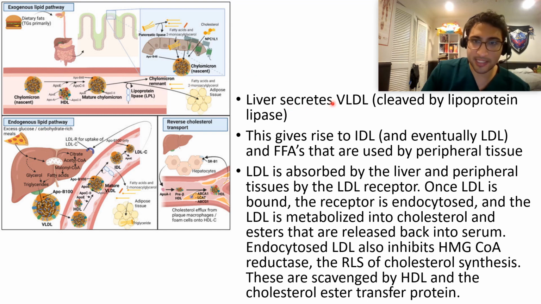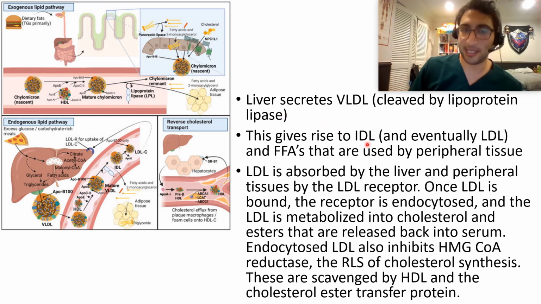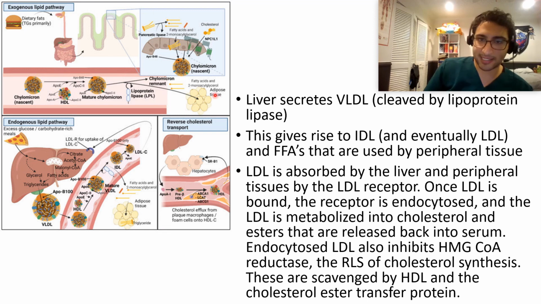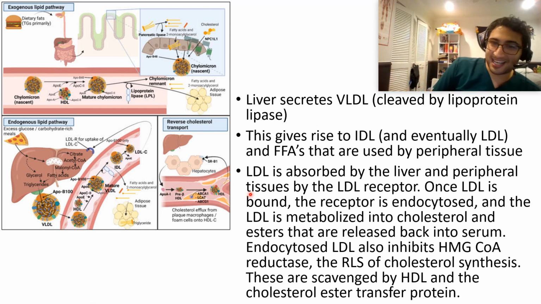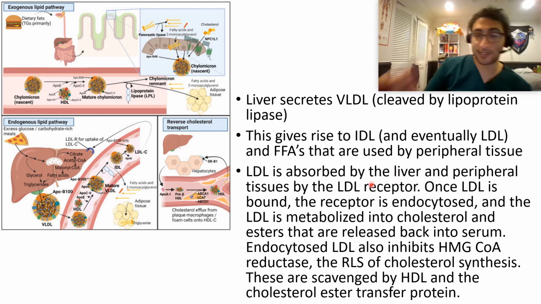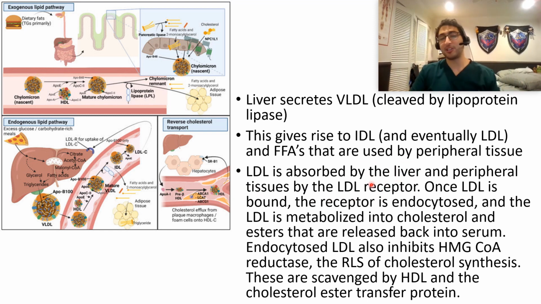The liver is going to secrete a very low density lipoprotein, which gets cleaved by lipoprotein lipase. That gives rise to an intermediate density lipoprotein and some more free fatty acids, and those get used by peripheral tissues. Now, IDL can be further broken down into LDL, and the LDL is absorbed by the liver and the peripheral tissues by the LDL receptor. This is important. You must know this because there are things we can do to manipulate the LDL receptor using PCSK9 inhibitors. That is important. You must know it. So that's one step of how we control cholesterol.